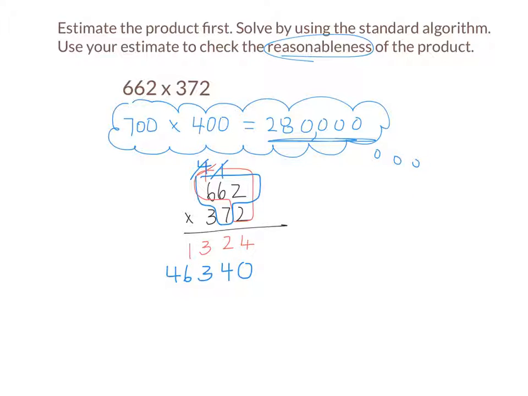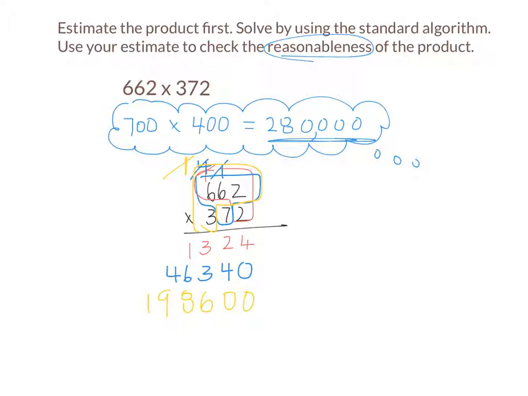Next, I have this 3 left, but it's really what value? 300 times 662. So I have to add two placeholder zeros now to show that I'm working in the hundreds. Okay, 3 times 2 is 6. Don't need to regroup anything. 3 times 6 is 18. So I'm going to write the 8 and regroup the 1. 3 times 6 is still 18, but I have to add 1, so I have 19.